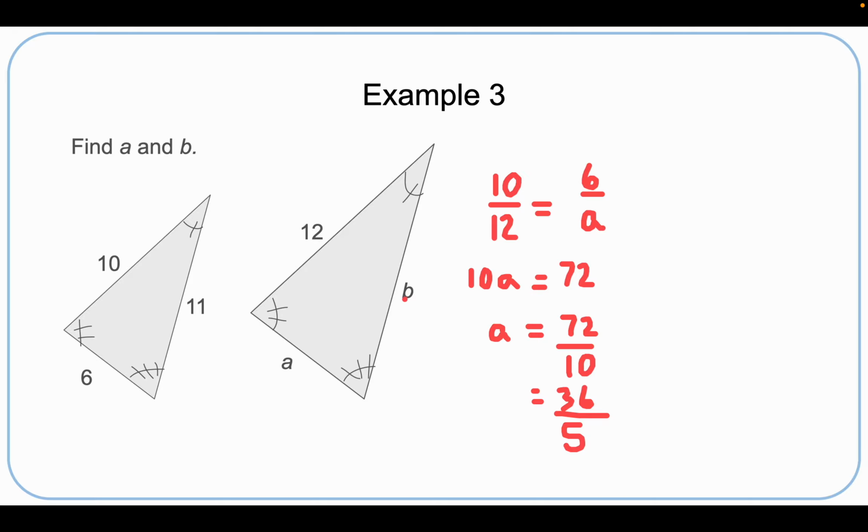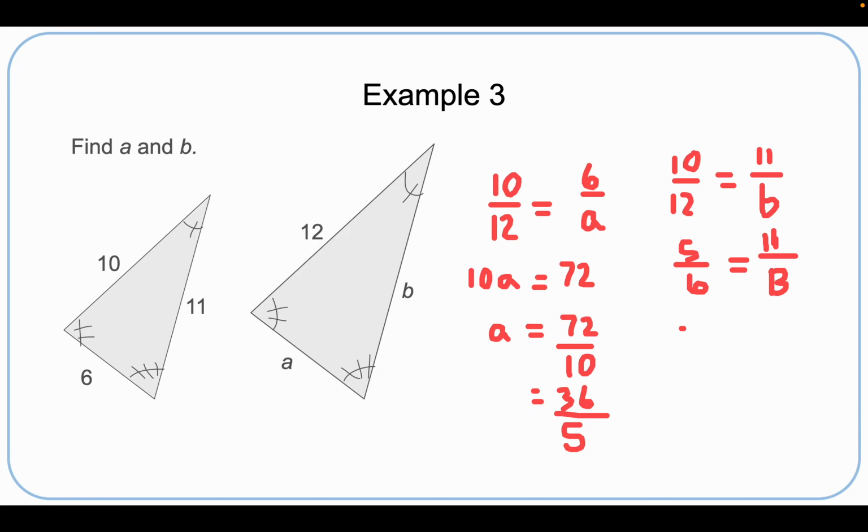And then to find side B, we can do the exact same thing. So we're going to use the 2 corresponding sides that we know, 10 over 12, and set that equal to 11 over B, because those are corresponding sides. And then on this one, I will reduce that first. So let's reduce that to 5 over 6. Set it equal to 11 over B. And I'm going to use a capital B so it doesn't get confused with our 6 there.